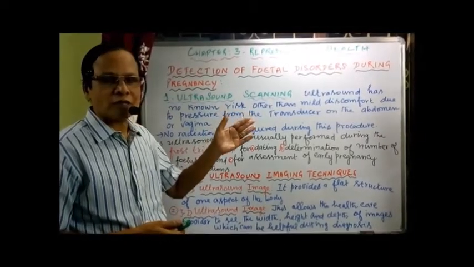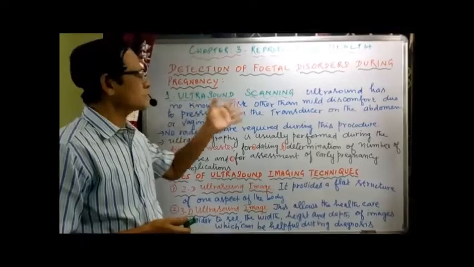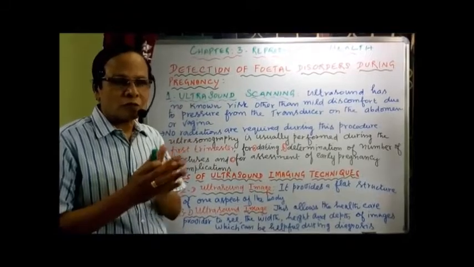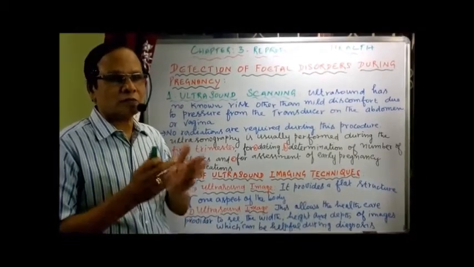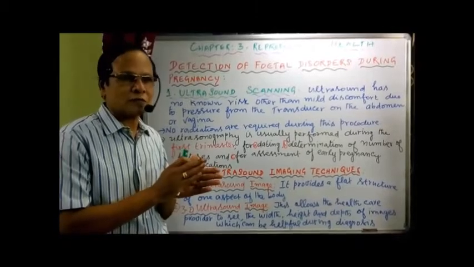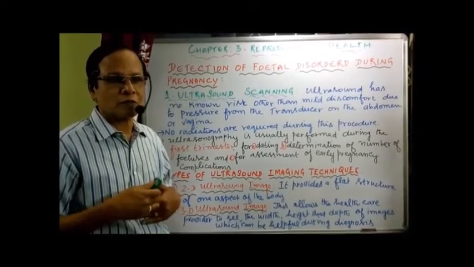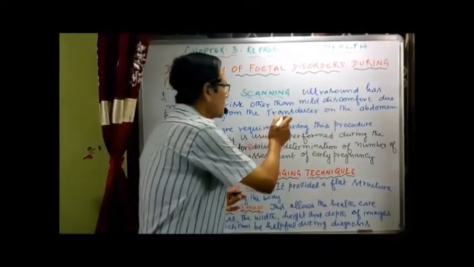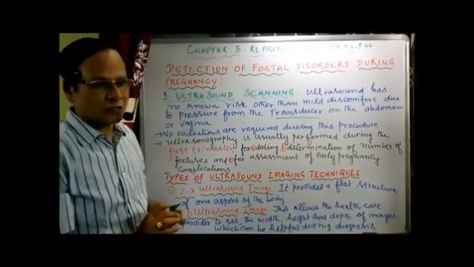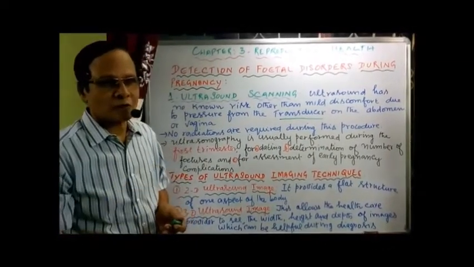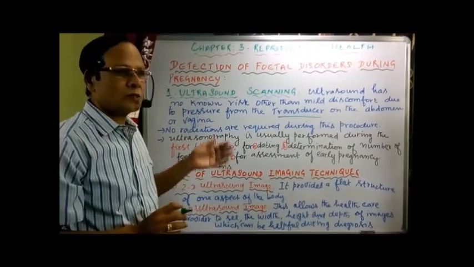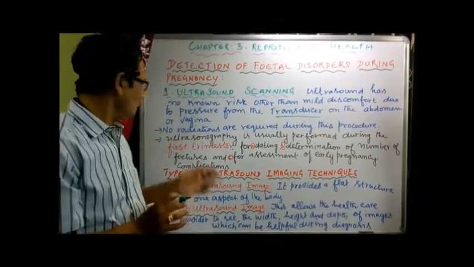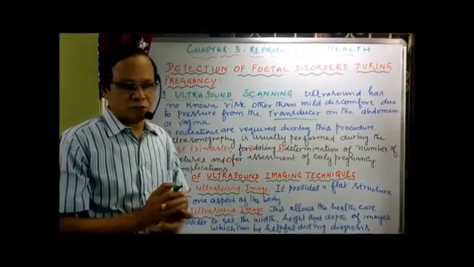So ultrasound has no known risk, except a mild discomfort caused by the pressure created by the transducer, the one which transmits the impulses. The transducer is placed on the abdomen of the pregnant woman, or on the vagina, to find out any abnormalities in the child. In ultrasound scanning, there is no radiation involved. So no radiations are required during this procedure.